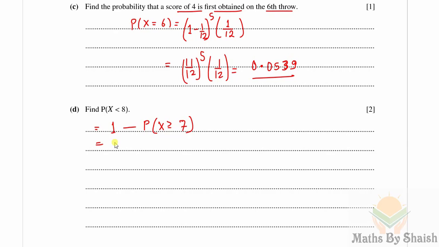So this is going to be 1 minus the probability of x greater than or equal to 7. It means the first 6 throws were not a success, so 11 over 12 to the power 6. So this becomes 1 minus 0.54385, and then 1 minus this is the final answer, that is 0.4561, so 0.456. So these are the answers. Let's do the next part.